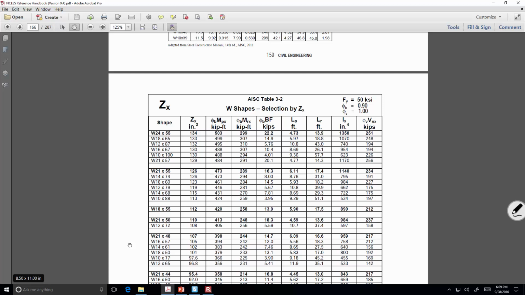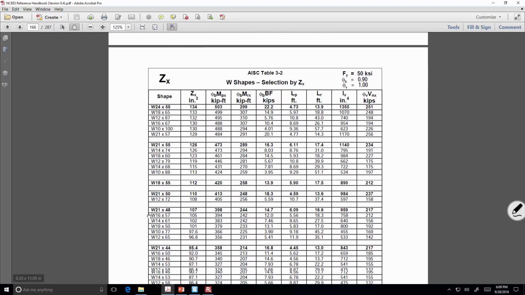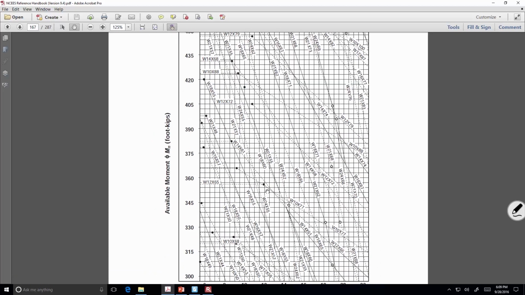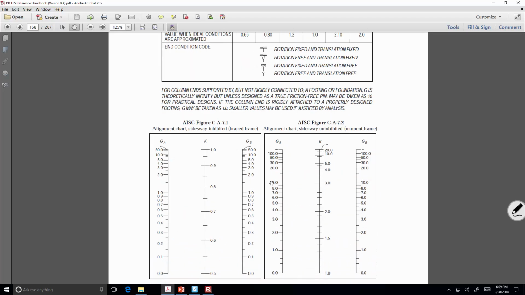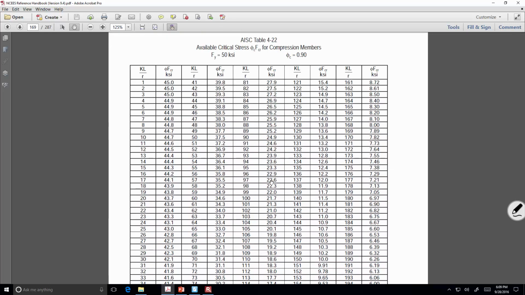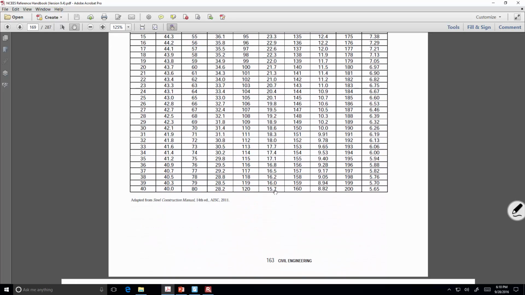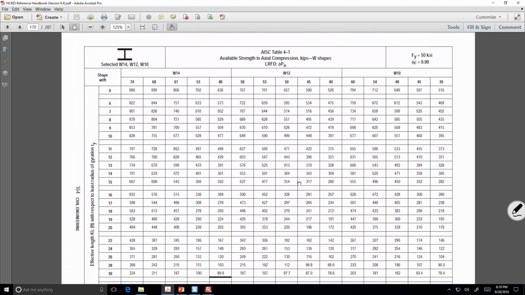Notice how there's no ASD. This is all LRFD. Remember in the manual how we picked the blue numbers, not the green numbers? Well, that's because the blue numbers corresponded to LRFD, no ASD. Lastly, beam LTB curve charts, K values for columns, single columns and columns in frames, your KL over r tables for critical stress, and then this is your column design chart. Remember how we went to table 4.1 to select shapes? That's what we've got here.